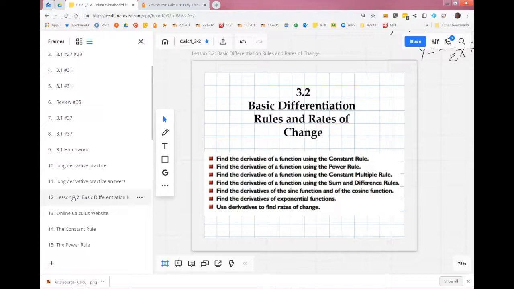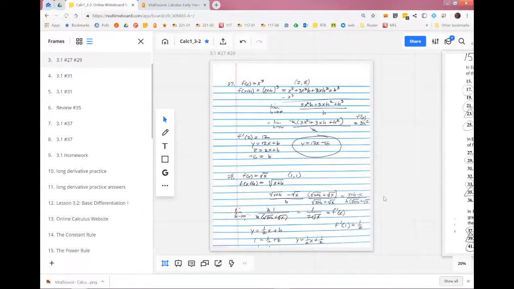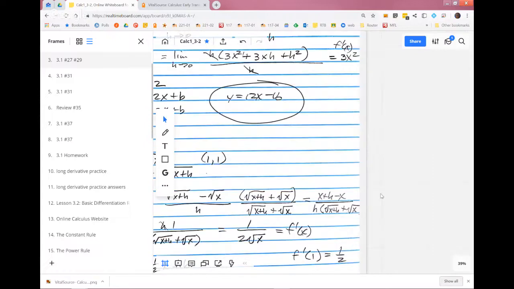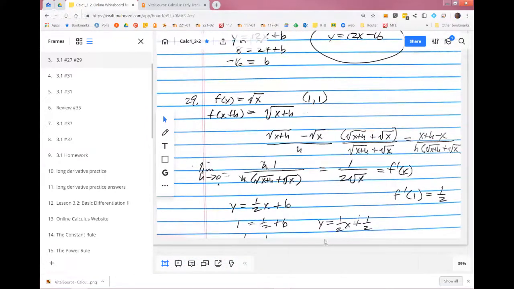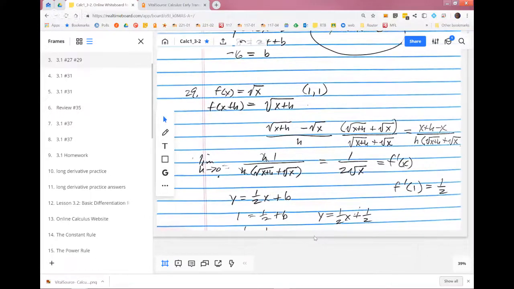I have a question. 29, please. Okay, just got it. 29. All right. So we'll take a look at 29. So here we go, 29. So I think I've got enough shown here. So 29 was the square root of x, the function, and we were supposed to find the equation of the line that goes through the point 1, 1.